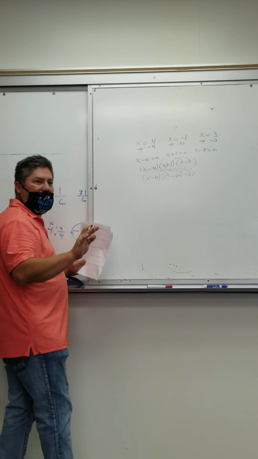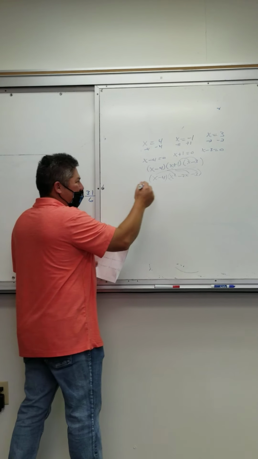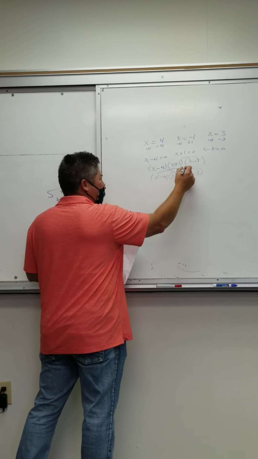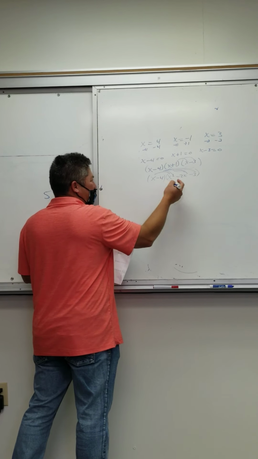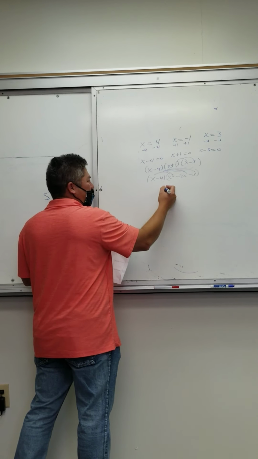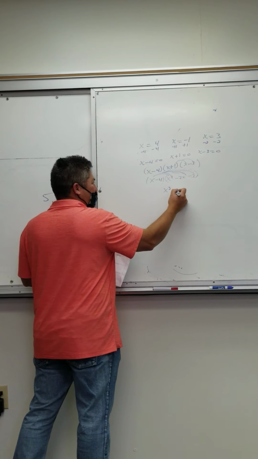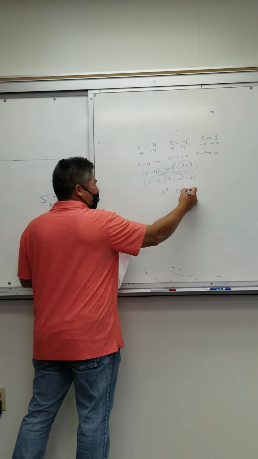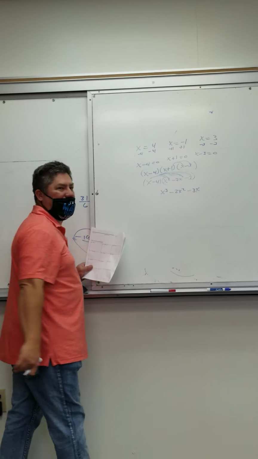Never mind. It's negative 3x. No, distribute the x all the way through. It'll be negative 3x at the end, but what's the first one going to be? X cubed. X cubed minus 2x squared, minus 3x. Okay.